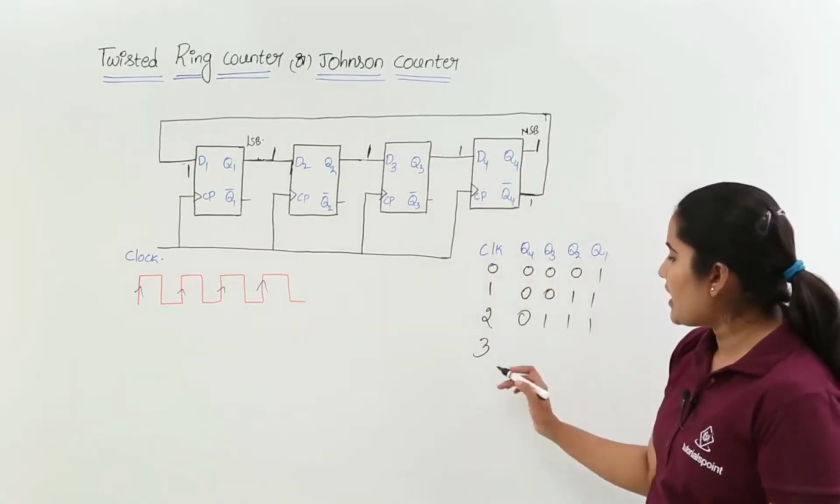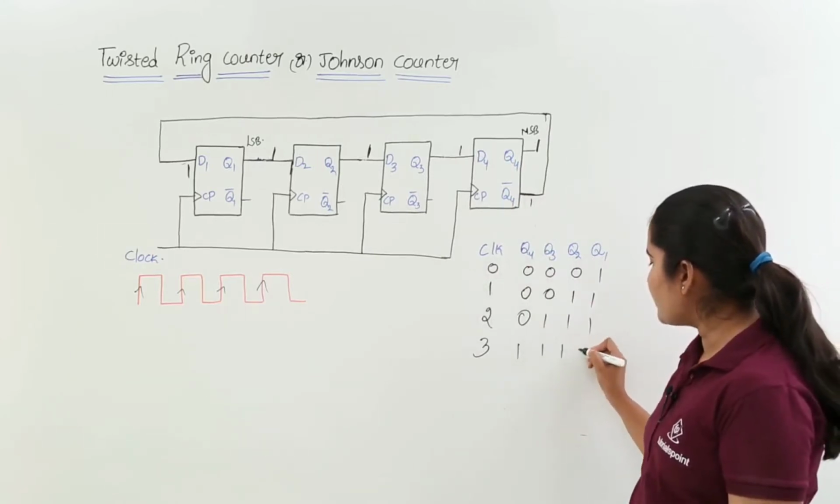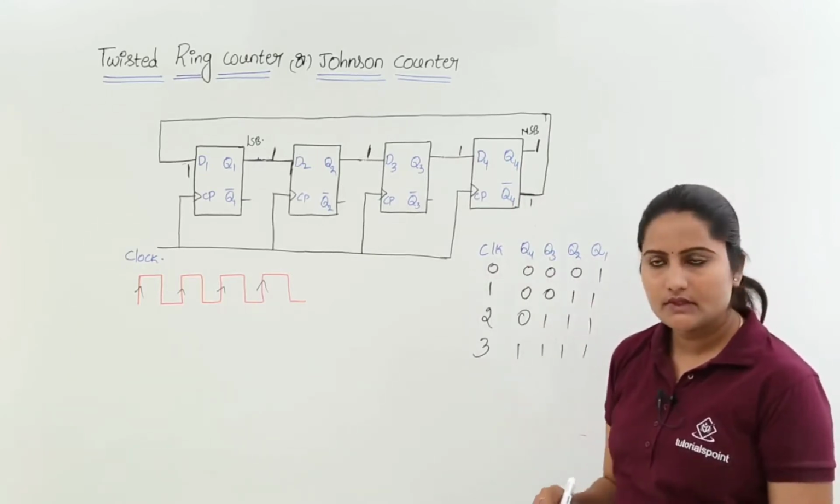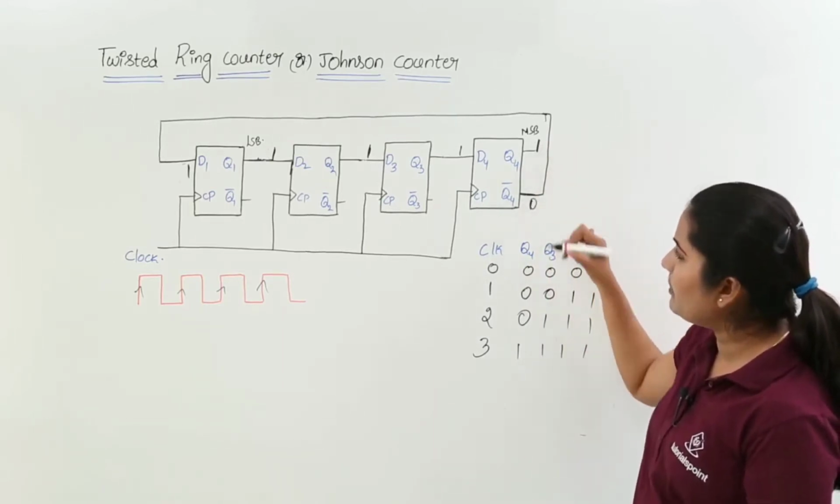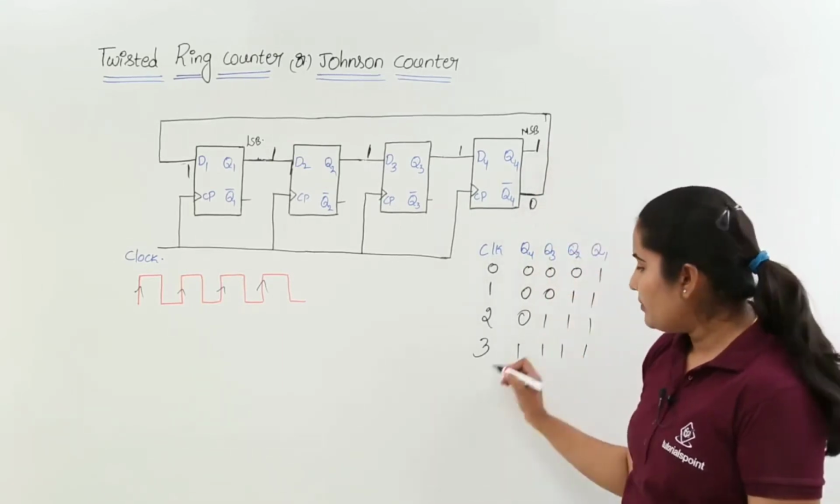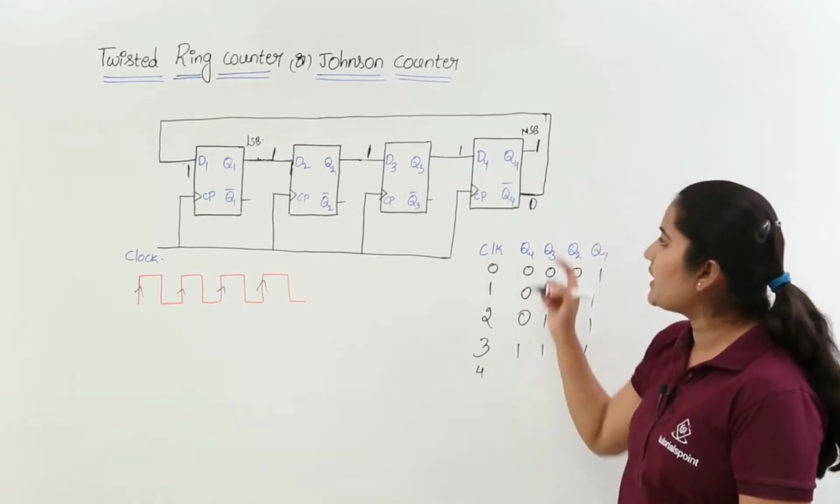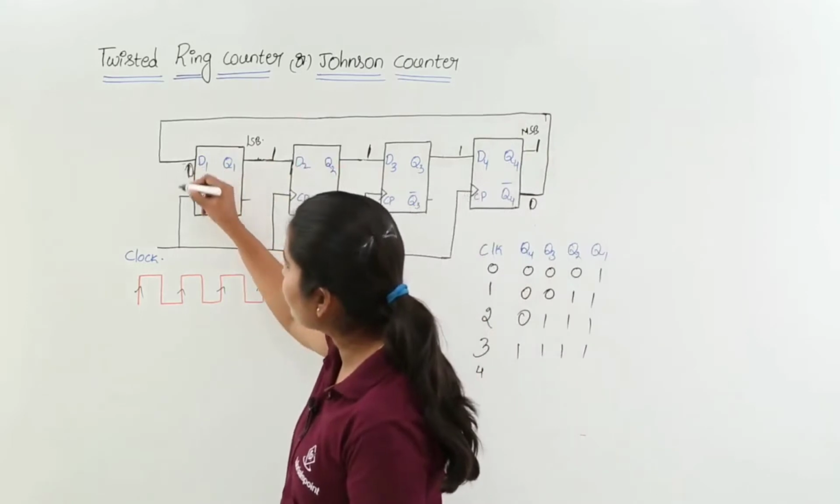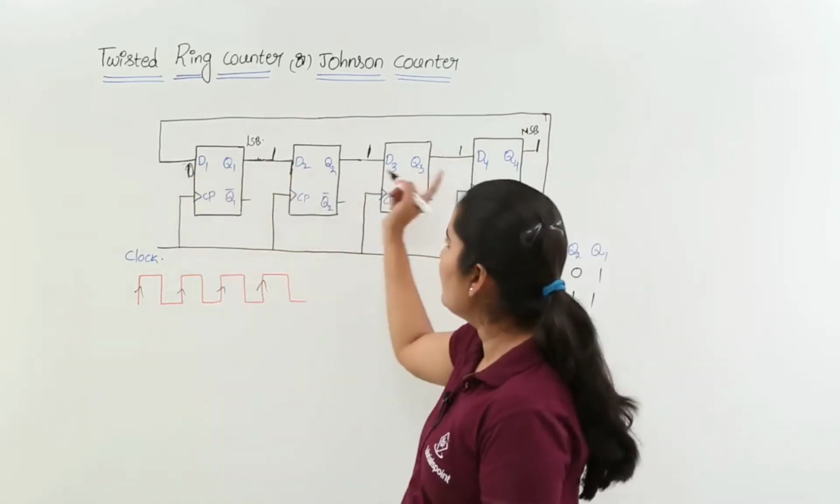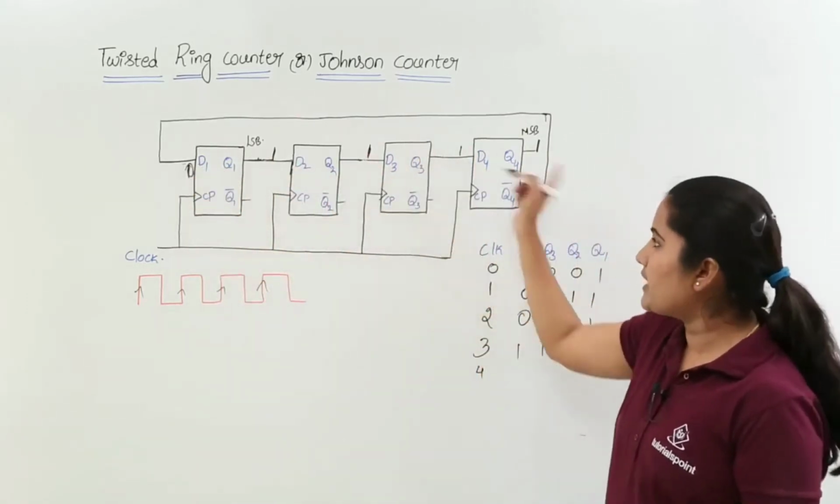So now I am again writing the outputs. When Q4 equals 1, Q4 bar will become 0. Before the application of the fourth clock pulse, again you need to get ready with inputs. That means this input will become 0, and the remaining will attain the same inputs like this.